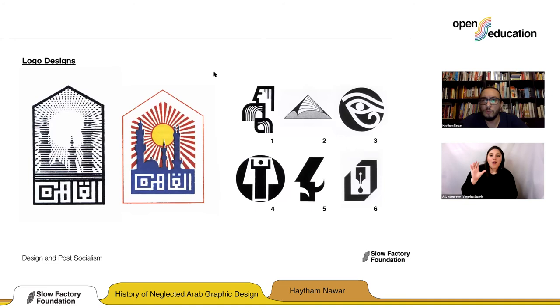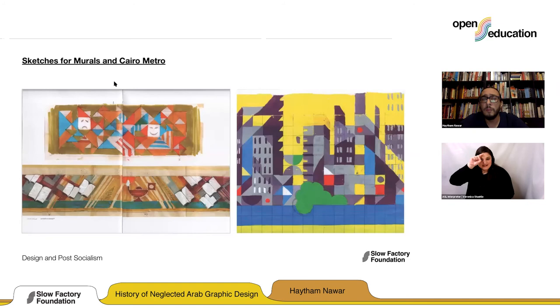And he also designed the murals, I would say, for the metro, the subway of Cairo, the second line. So all the design is made by Sami Rafa. Some of the sketches for the designs. If you one day make it to Cairo, you will see his work.